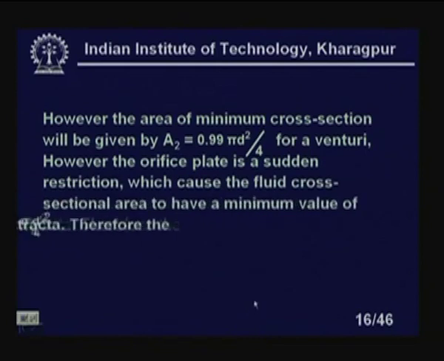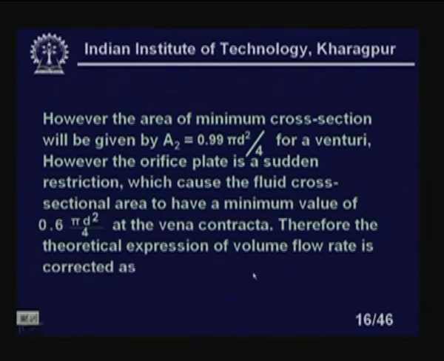However, the minimum cross sectional area will not be exactly at the restriction. So, it will be 0.99 pi d square by 4 for a venturi meter, because a venturi is not a sudden restriction. However, the orifice plate is a sudden restriction, which causes the fluid cross sectional area to have a minimum value of 0.6 pi d square by 4 at the vena contracta. That means it is a little far off from the orifice plate, where you will get the minimum area of the cross section of the fluid, right.